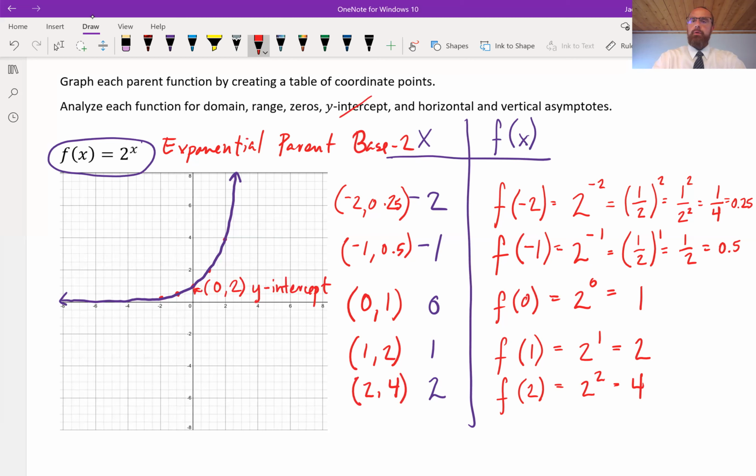All right, so I'm going to also notice the fact that this graph never crossed or touched the x-axis. So to make that kind of clear, I'm going to dash a red line there on the x-axis. And remember from your work in Algebra 1 and Algebra 2 that that is what we would call a horizontal asymptote.